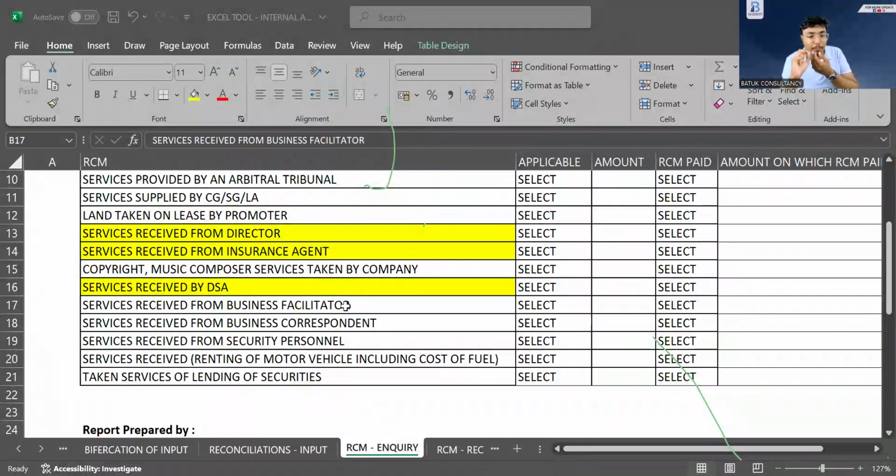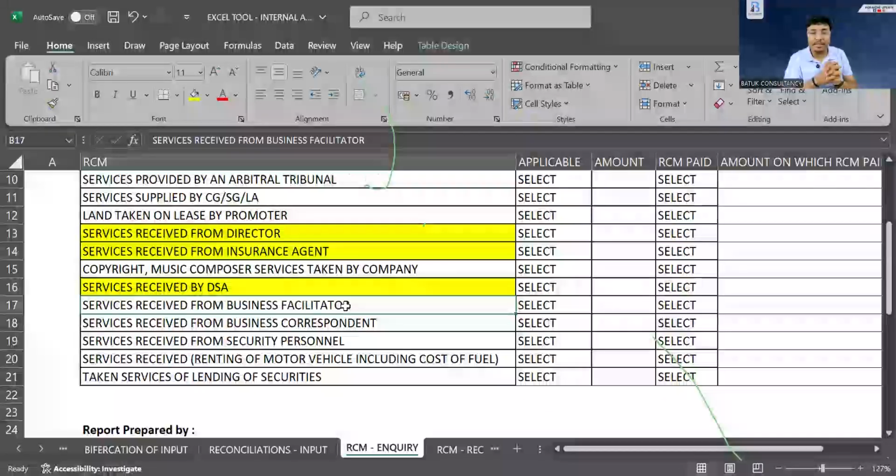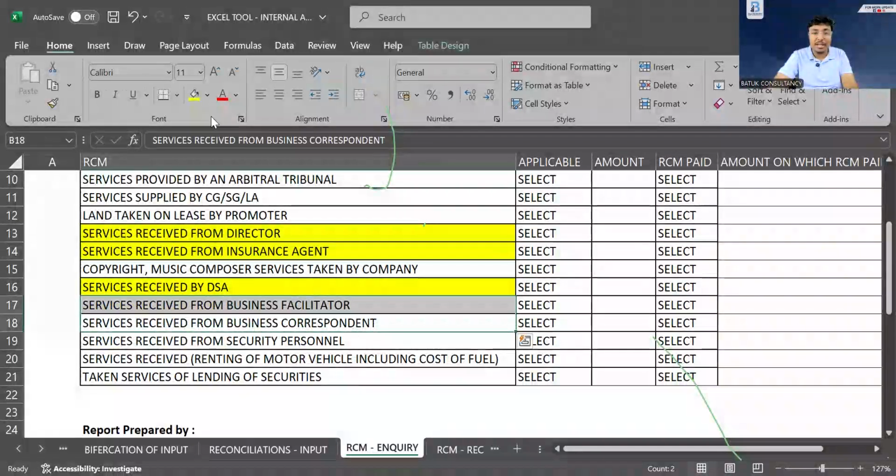So the bank is going to appoint the DSAs, the business facilitators, the business correspondent. So in that case, yes, RCM is applicable. If you find any of these types of expenditure, yes, RCM is applicable.